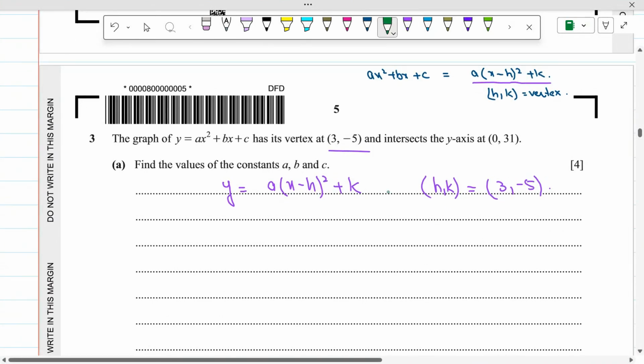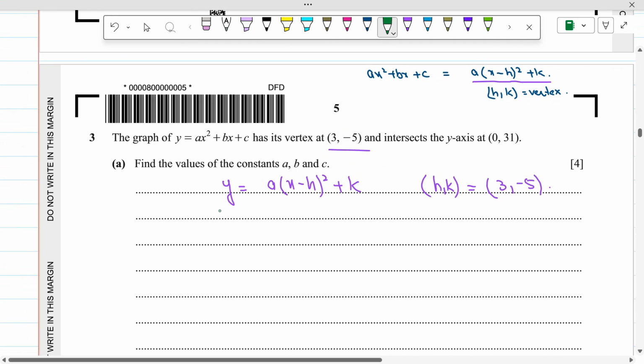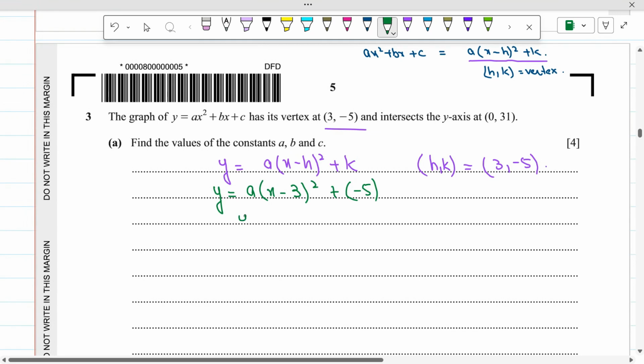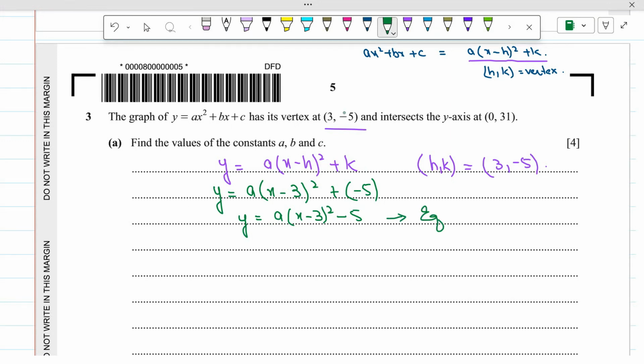Plugging this vertex in this equation, we will have y equals a times (x minus h), h is 3, whole squared plus k, which is negative 5. So y equals a times (x minus 3) whole squared minus 5. This is the equation of the parabola which has the vertex (3, -5).